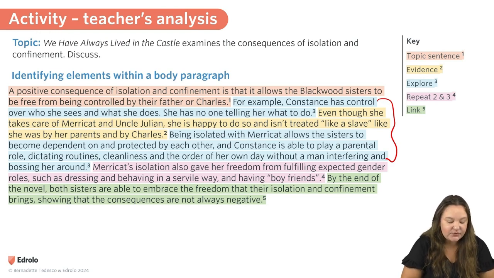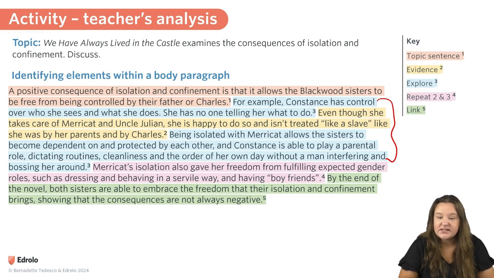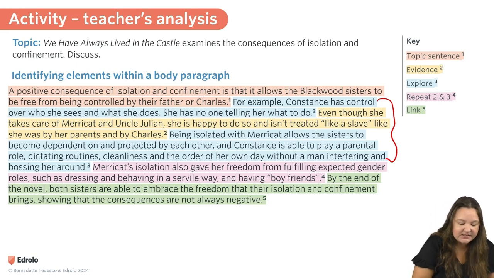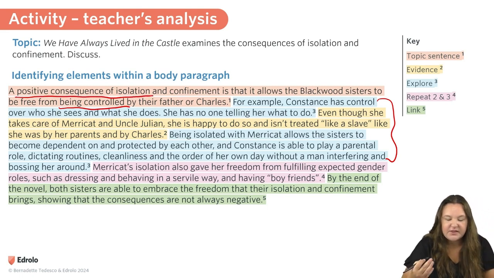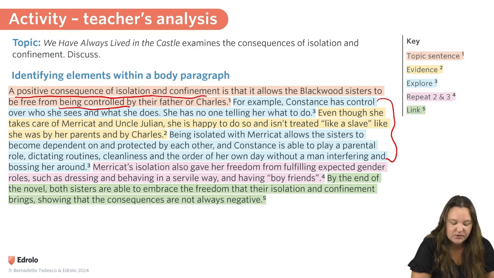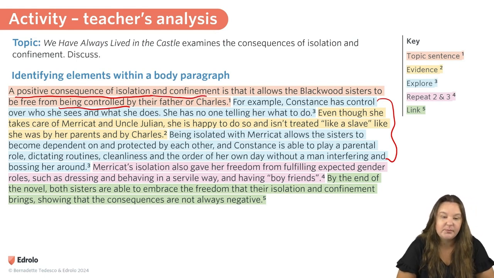So the topic sentence reads, "A positive consequence of isolation and confinement is that it allows the Blackwood sisters to be free from being controlled by their father or Charles." So this is a good topic sentence. It's really clear. It is a little bit too focused on specific characters, but we can see that it's going to be a body paragraph about being controlled, and it's going to look at that being one of the positive consequences of isolation and confinement.